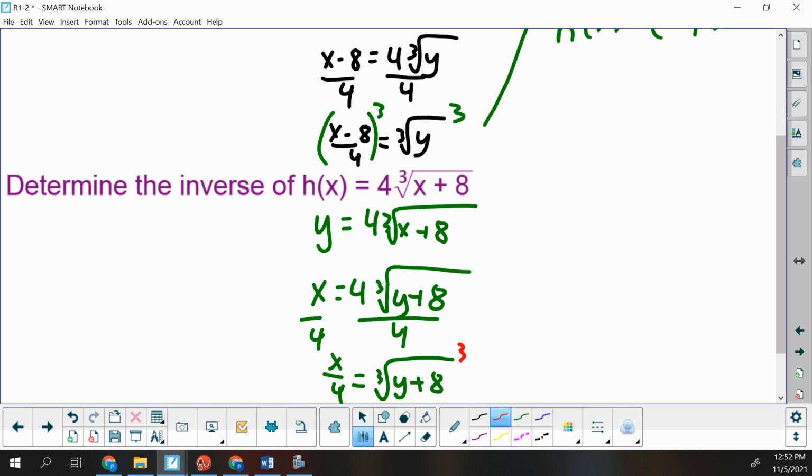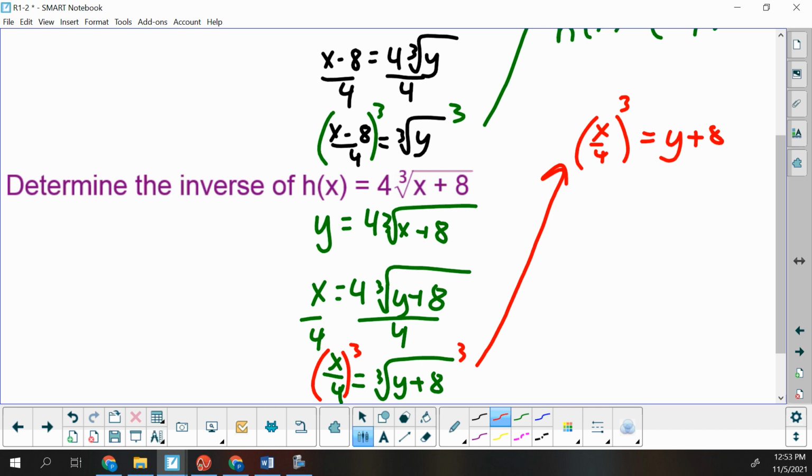We'll need to cube both sides. I'm going to move it up here. We'll have x over 4 cubed, or you could write that as x cubed over 64, because that's what we'd get if we cubed them both, your choice. And then to get y by itself, we'll just subtract the 8 over. So we've got x over 4 cubed minus 8 equals y.